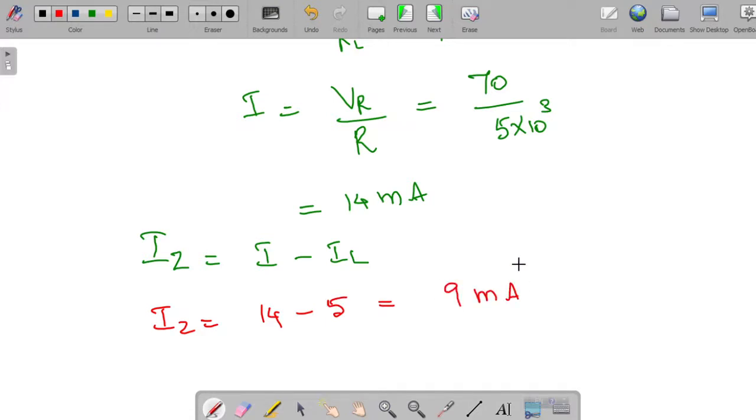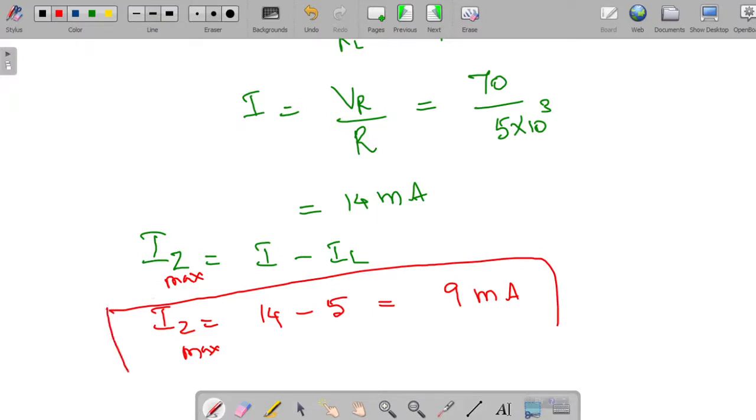So this is the answer for maximum current. This is the maximum Zener current, like that we are specifying. So the maximum Zener current that can be allowed is 9 milliamps.